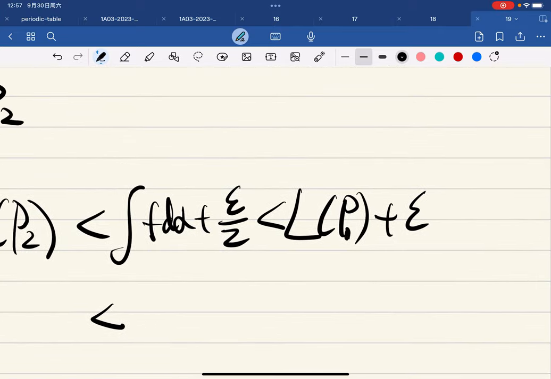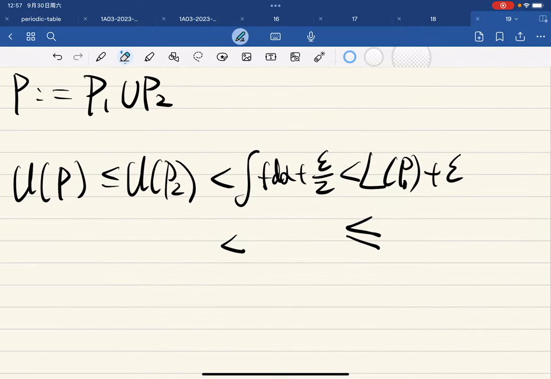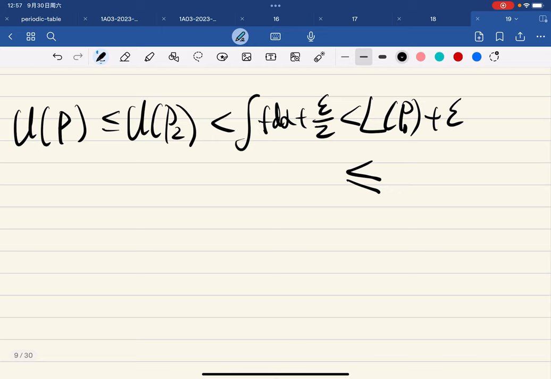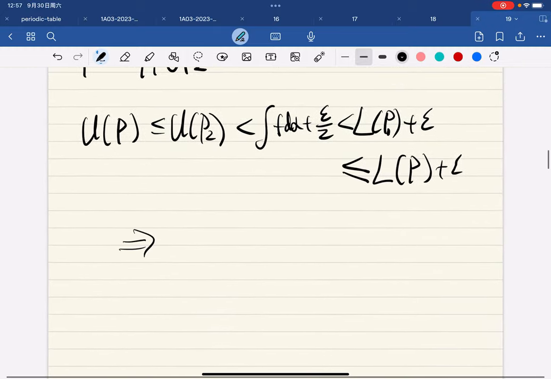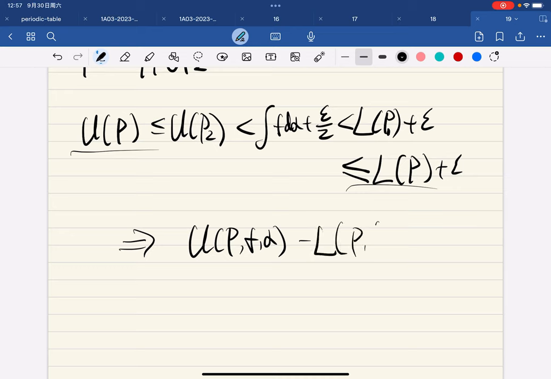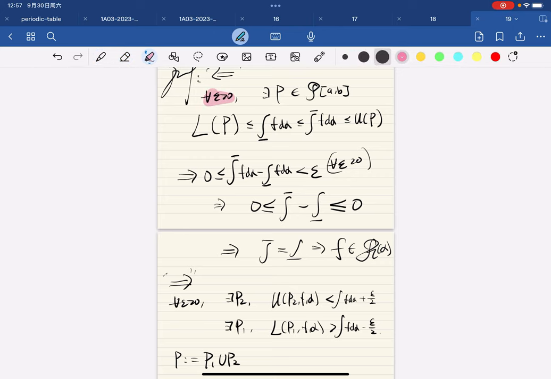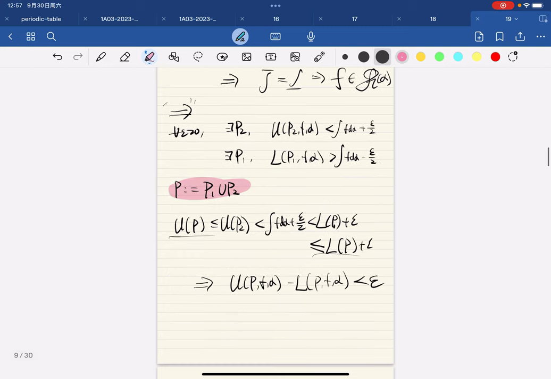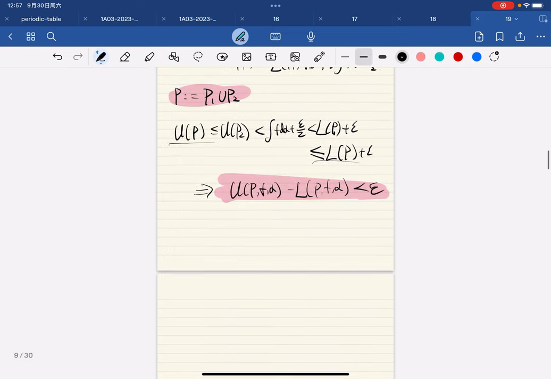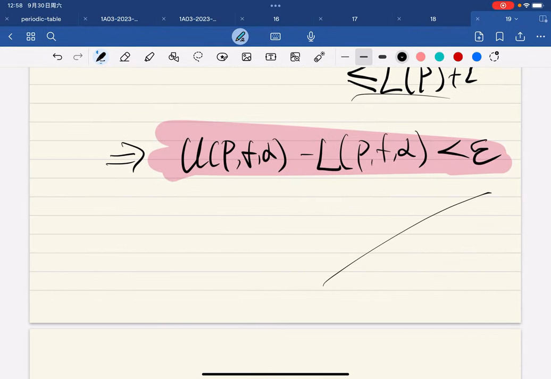P1, and this is less than or equal to, by our first theorem, if it's finer, then the lower sum increases, epsilon, right? So we have the upper sum of f alpha minus the lower sum of f alpha less than epsilon. Also, it means that for any epsilon greater than 0, we have a partition such that the difference is less than epsilon. And we're done with both directions. It's a long way to go. There's a lot more to go.